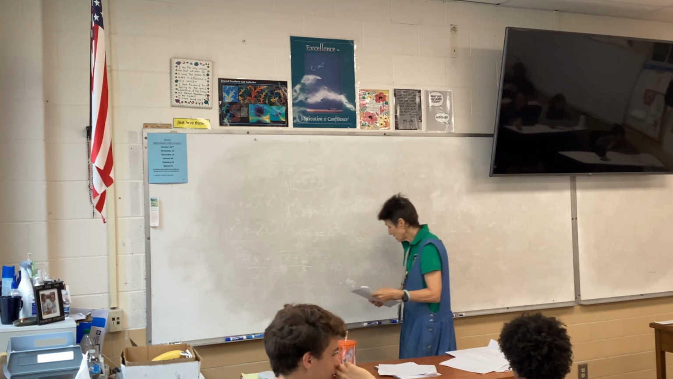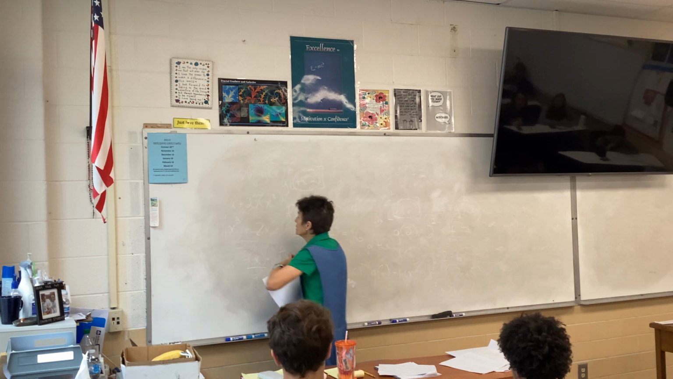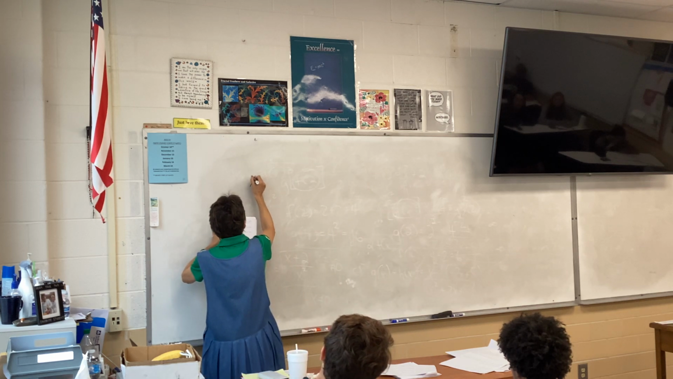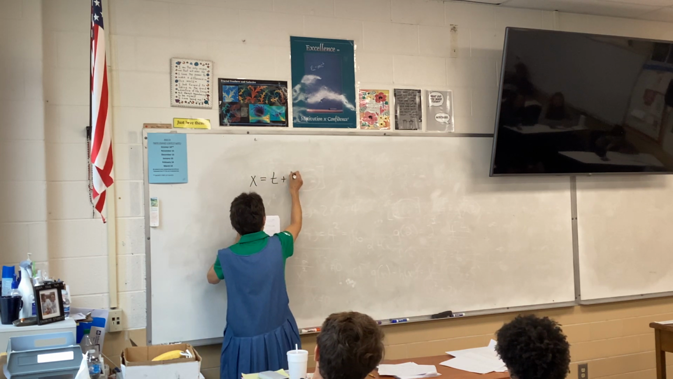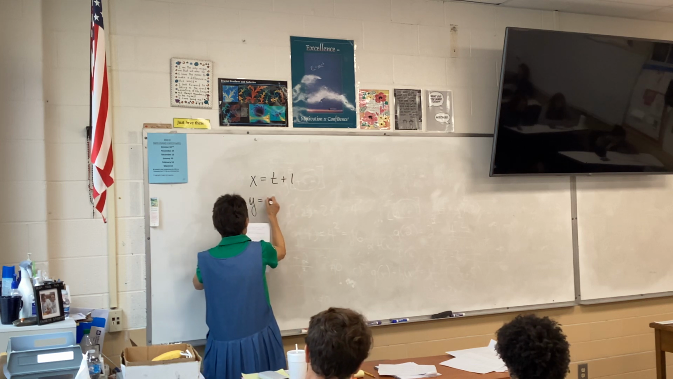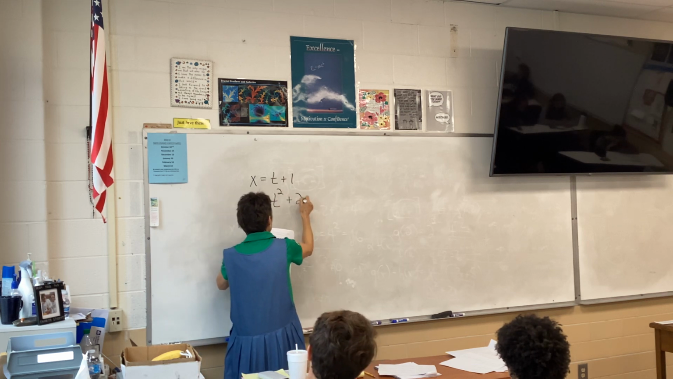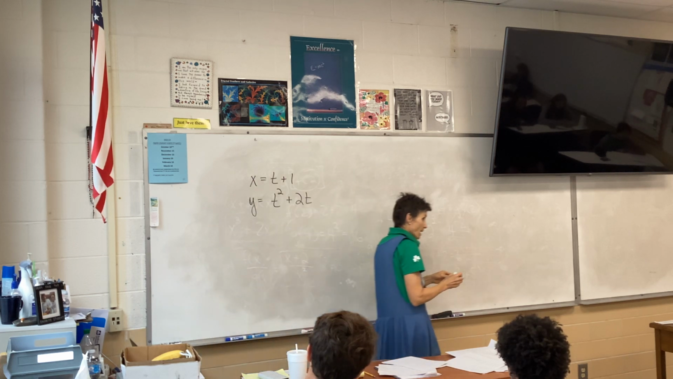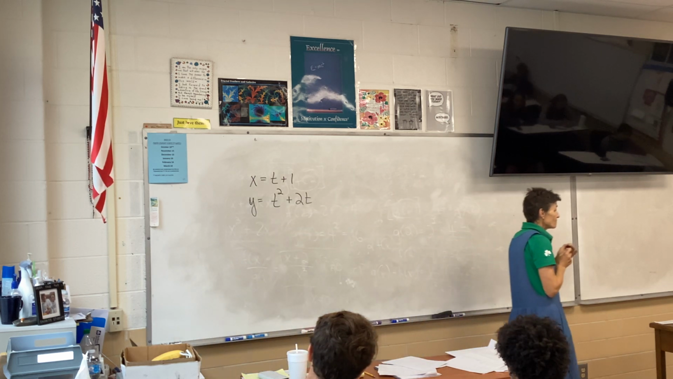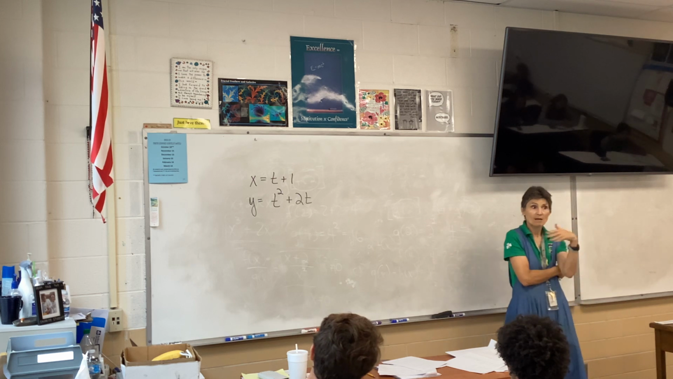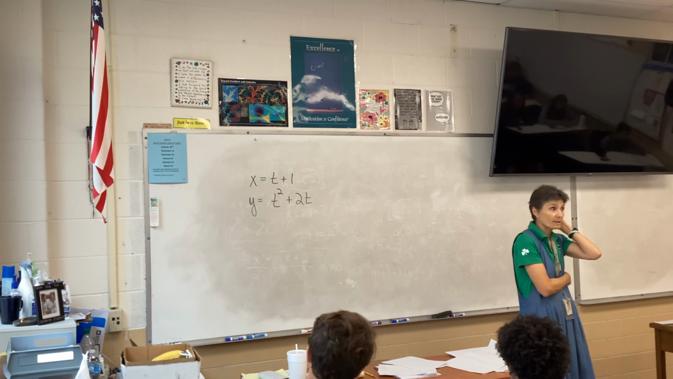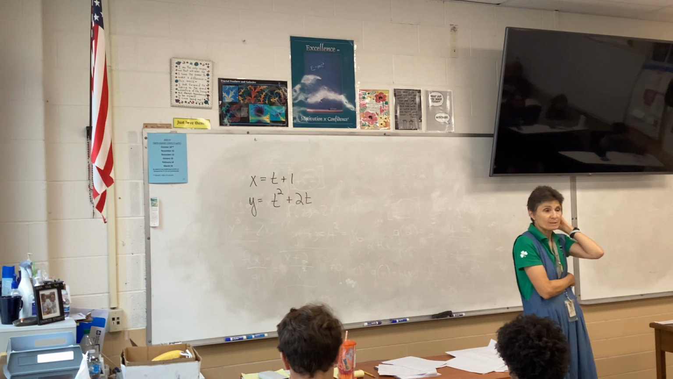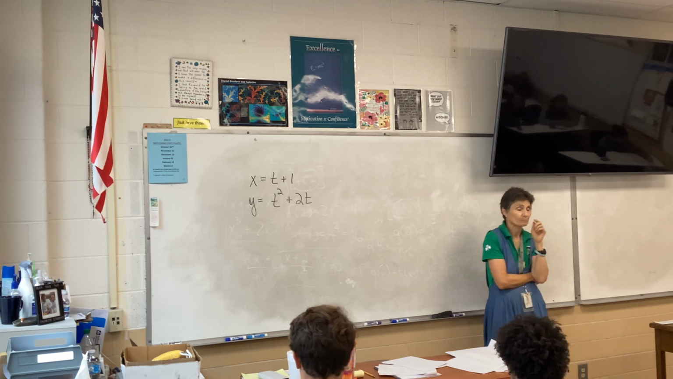So, an example of this is right here in number 1. X is t plus 1, and y is t squared plus 2t. So x and y are both defined in terms of some other variable called the parameter. So t is our parameter.